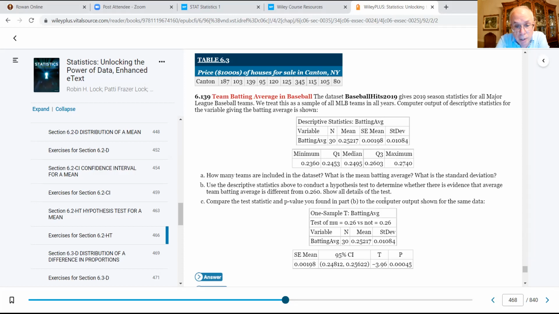It says here, conduct a hypothesis test to determine whether there is evidence that the average team batting average is different from 0.26, 260 batting average. So the null hypothesis is going to be mu is equal to 0.260. The alternative, since it says different from, is going to be mu is not equal to 0.26. Different from or differ always indicates the alternative hypothesis is not equal to.